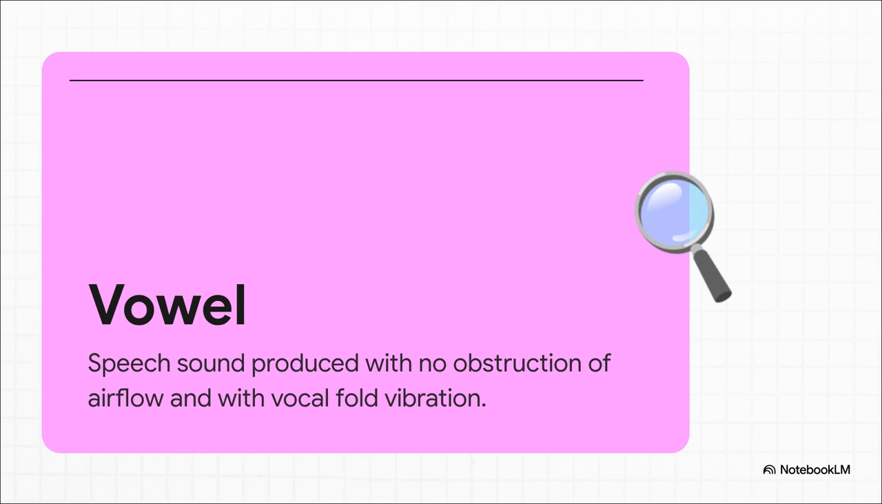A vowel is a speech sound produced with no obstruction of the airflow in the oral cavity and with vocal fold vibration. Basically, the articulators in your mouth are in what we call an open approximation. The air just flows completely freely right out of your mouth. And if you touch your throat right now, you'll actually feel your vocal folds vibrating. So definitely write that phrase down. No obstruction, vocal fold vibration.